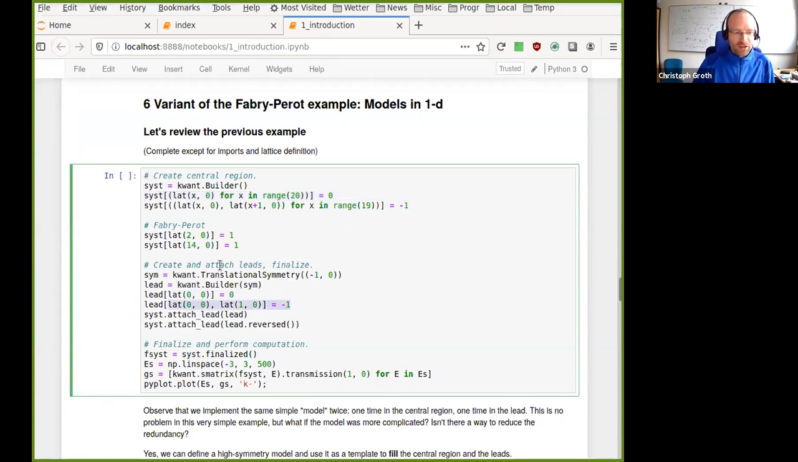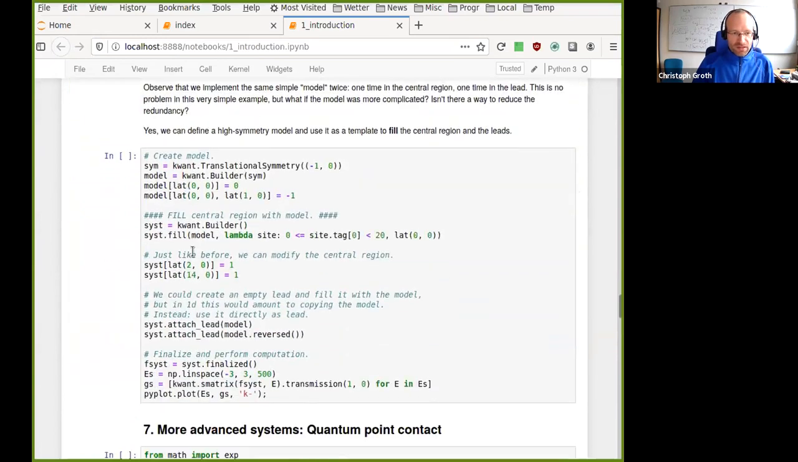This is not very satisfactory, because imagine that the model could be much more complicated, and we would like to make sure, for example, that we have indeed the same model in both places, in the leads and in the central region. And indeed there is a way to do this, and I will show it to you with the same example. So we will do the same example, but in a different way. That's the next cell.